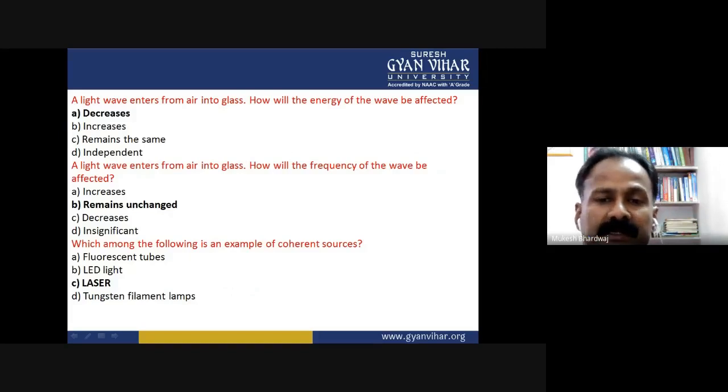Now in the next class, we are going to start with interference, Young's double slit experiment, and some more topics in continuation of interference.